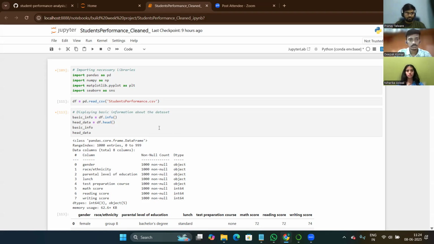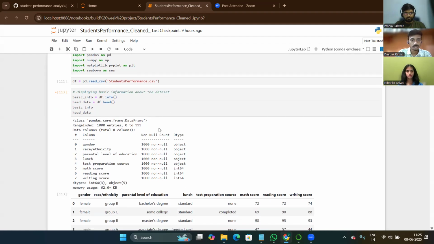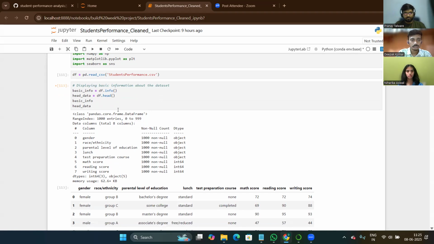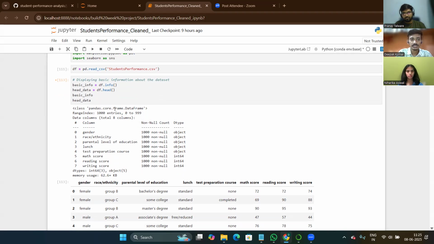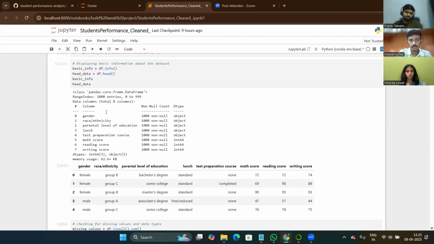So, first of all, I have imported some necessary libraries like Pandas, NumPy, Matplotlib, and Seaborn. Then using pandas, I have imported the data set. Then I have displayed some basic information about the data set using df.info and head. So here we can see that there are 1000 rows and 8 columns present in our data set.